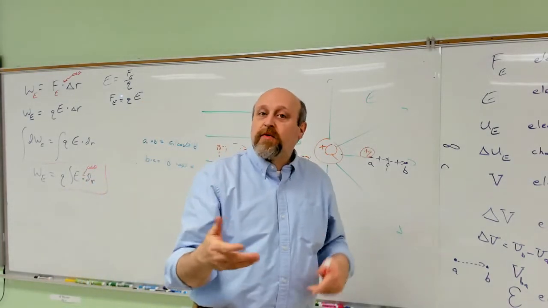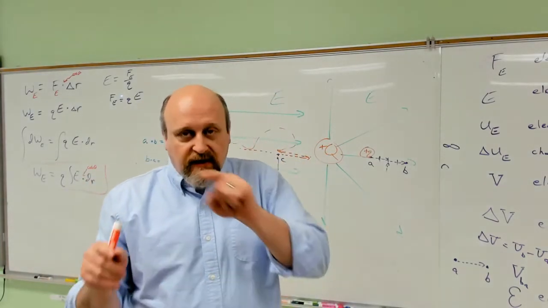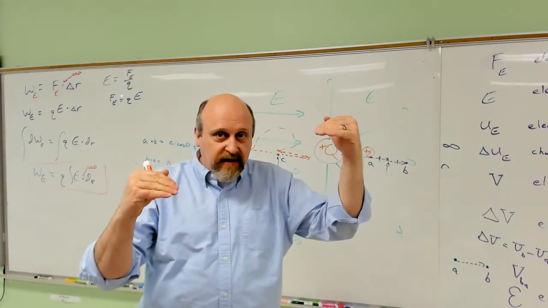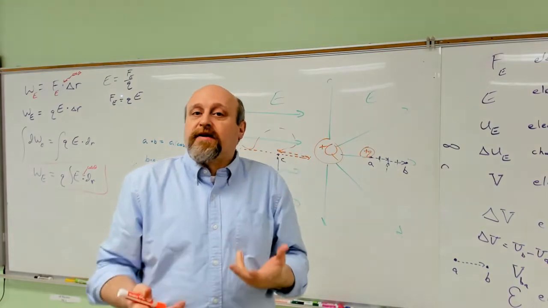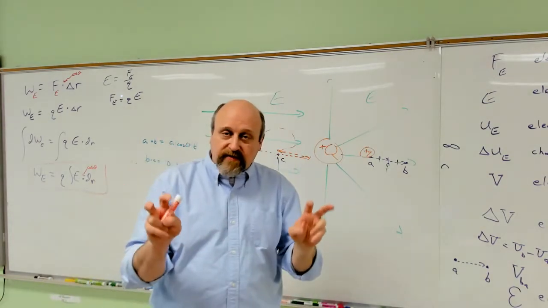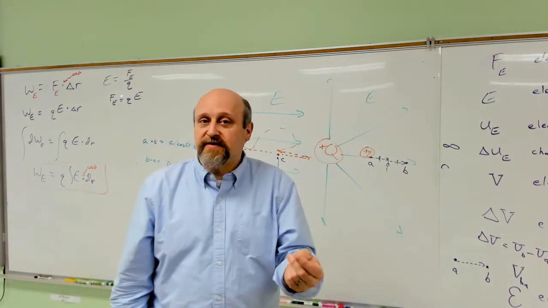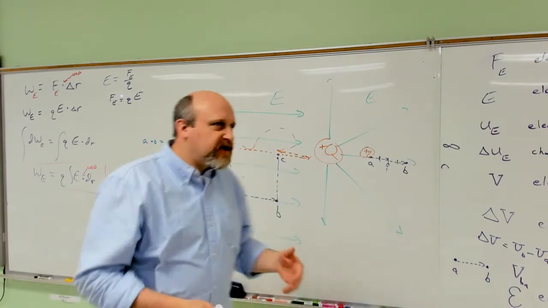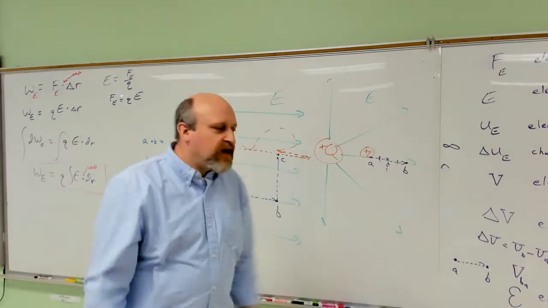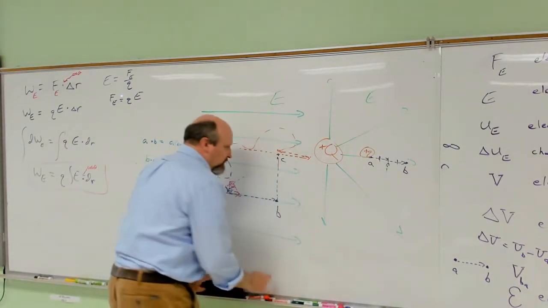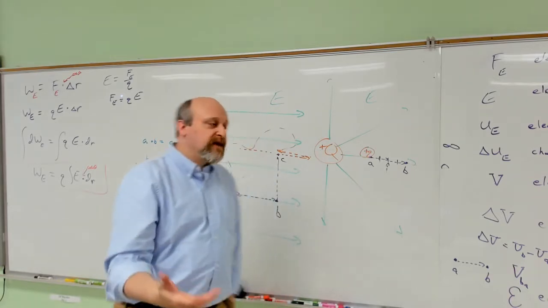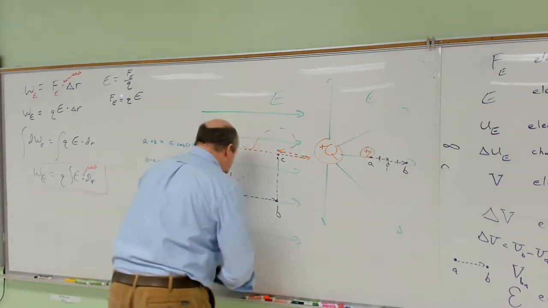Not every force works this way, that it does the same amount of work no matter what path you take to get from A to B. Forces that do work that way, we call them conservative forces. And what's special about conservative forces? We can write potential energy functions for them. And potential energy functions are so useful for calculations. So that's what we're going to do here. We can write a potential energy function around the electric force. So how are we going to do that?